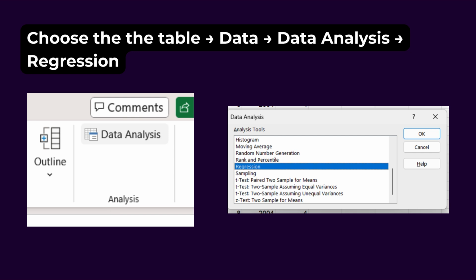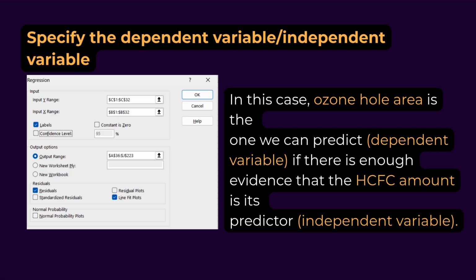To run the test, you need to choose the table, choose data, go to data analysis, and choose regression. To run the test correctly, we need to specify the dependent variable and independent variable. In this case, the ozone hole area is the one we can predict, which is the dependent variable. If there's enough evidence that the HCFC amount is its predictor, it is the independent variable.